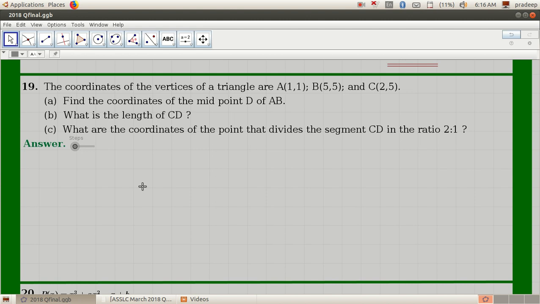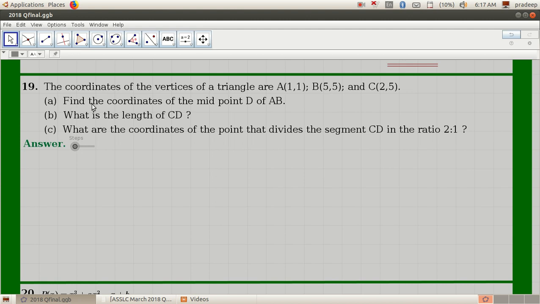The coordinates of the vertices of a triangle are A(1,1), B(5,5) and C(2,5). Find the coordinates of the midpoint D of AB. What is the length of CD? What are the coordinates of the point that divides the segment CD in the ratio 2:1?